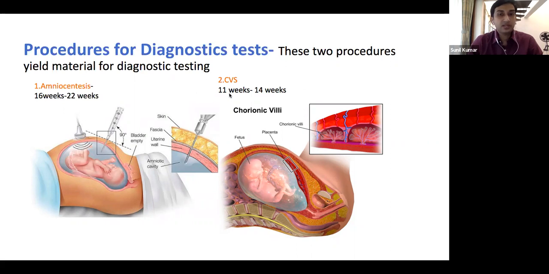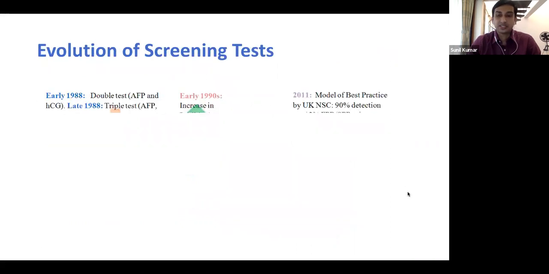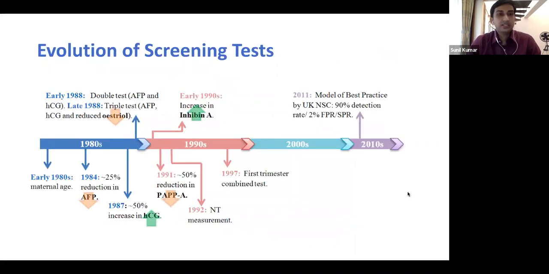The second procedure is called CVS, chorionic villus sampling. Here the needle does not enter the amniotic cavity. Here we are just taking the sample from the placenta, which is why it is chorionic villi. You can see the macroscopic image here. It's a chorionic villus which will be extracted through ultrasound guidance. So these are the diagnostic tests. So how did this evolve?